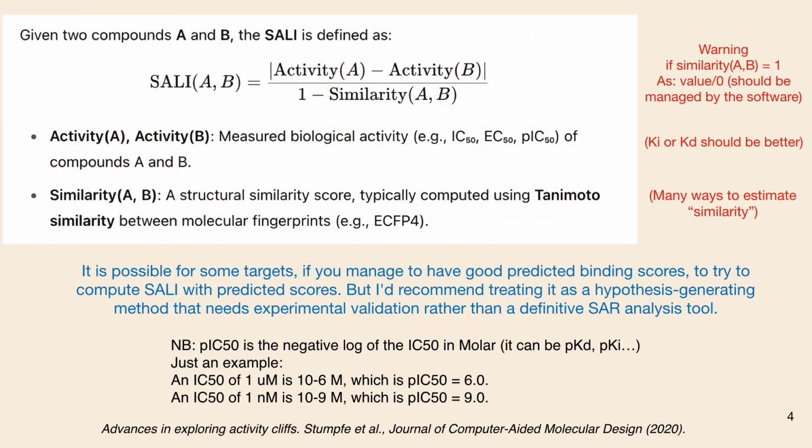This is the equation used to calculate the Structure Activity Landscape Index. The numerator is the absolute difference between the biological activities of compounds A and B. The denominator is 1 minus the structural similarity between the two compounds, usually computed using molecular fingerprints and a similarity metric such as Tanimoto. You could even try to compute SALI values using predicted binding scores from molecular docking, but only if you are confident that your docking engine and scoring or rescoring function perform reliably for your protein target.